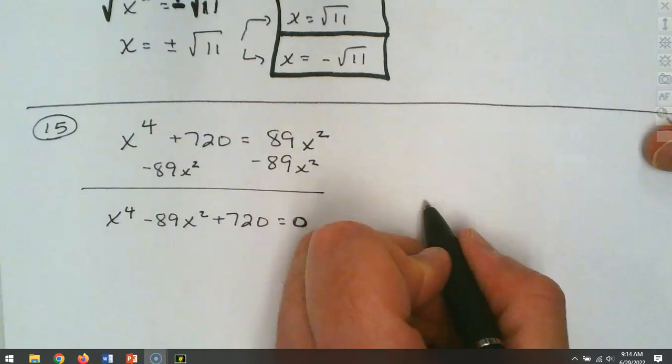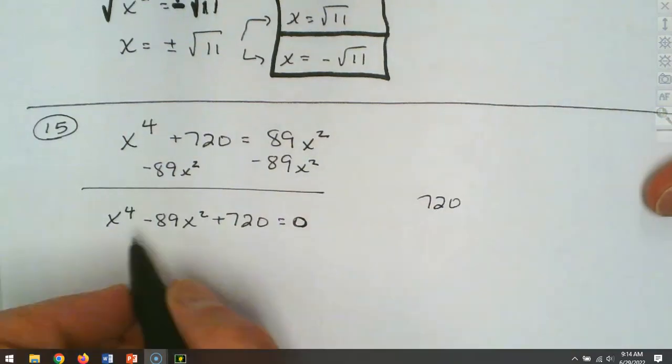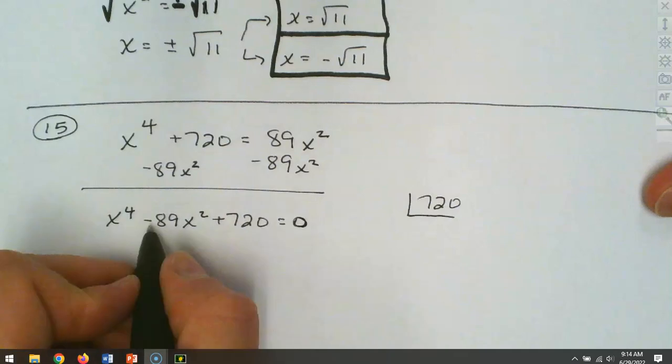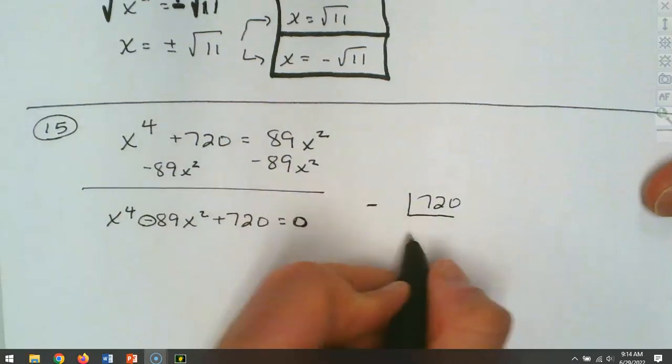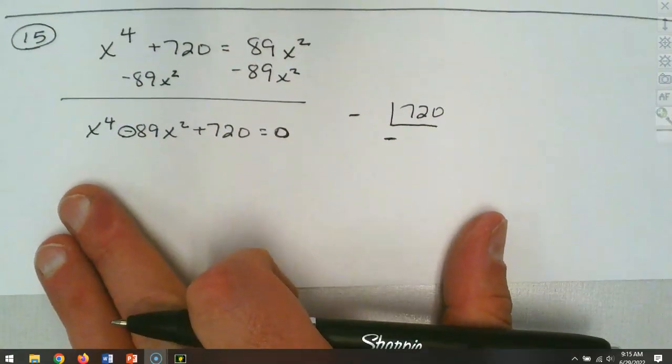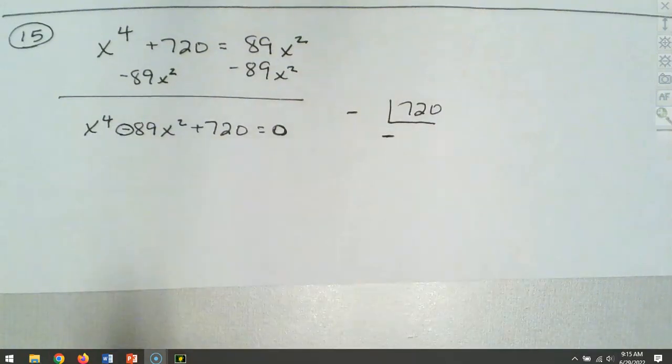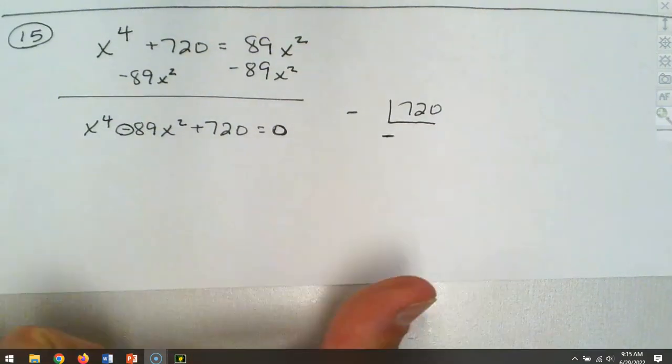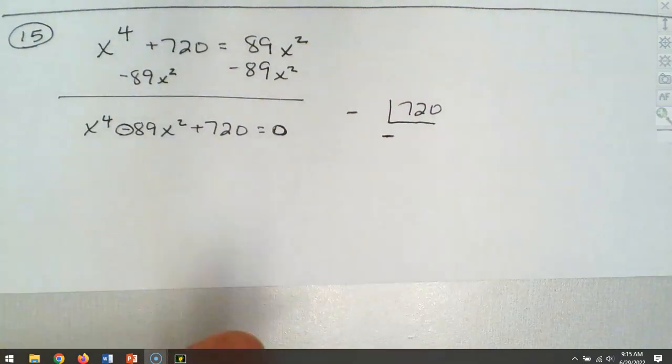First times the last is 720. And 720 is positive. Sign in the middle is negative, so they're both the same. In this case, they're both going to be negatives. Now, sometimes you may encounter something with large numbers like this and have difficulty factoring it. When I look at a large number, I say, okay, so what does it have in it? It ends in a 0. So that automatically tells me that it has to have a multiple of 10 in it, no matter what. So we're just going to try multiples of 10 until we get it.